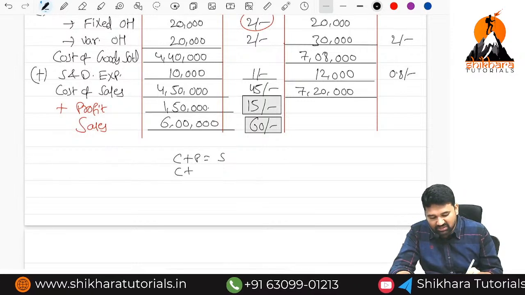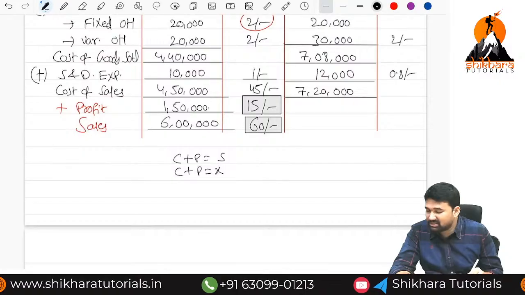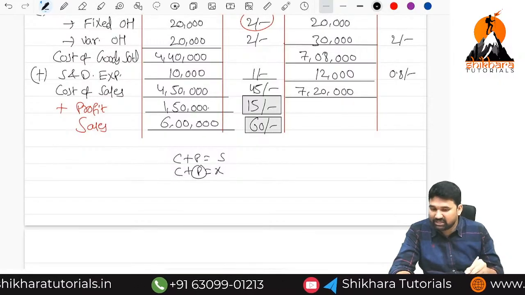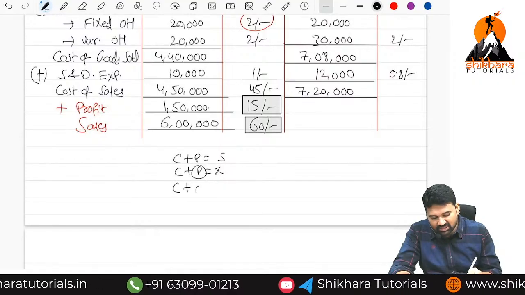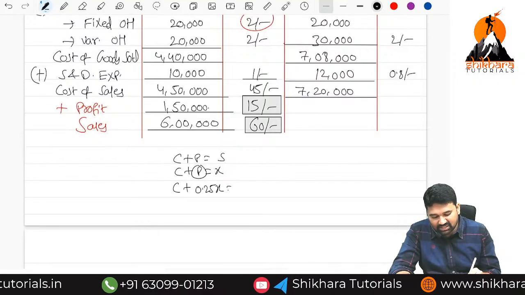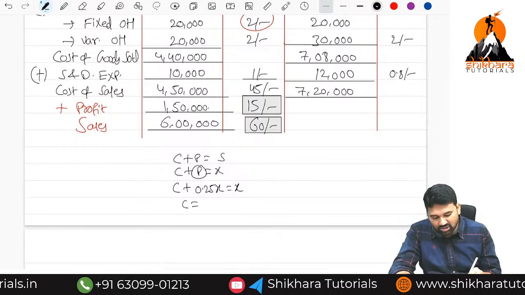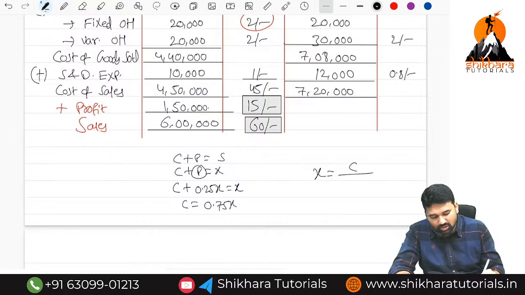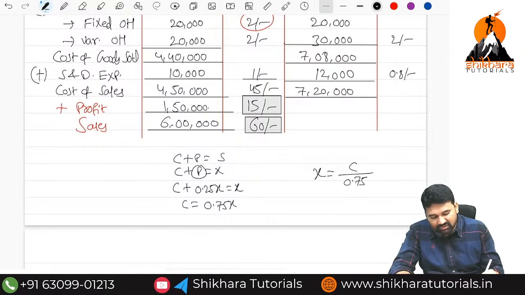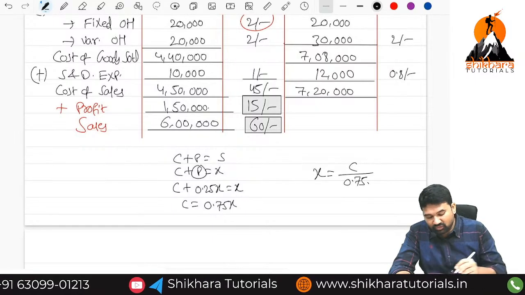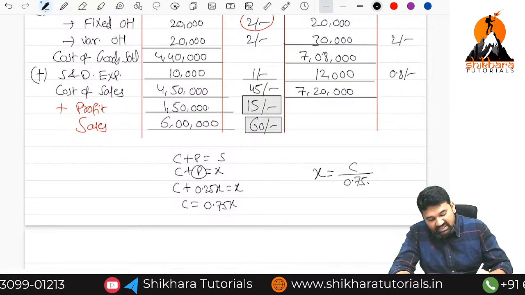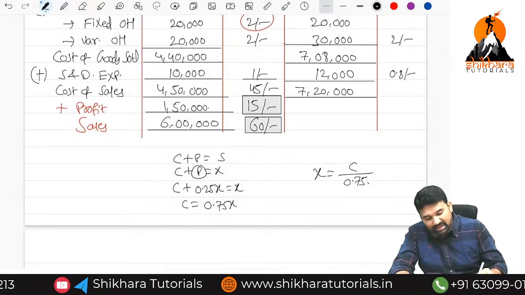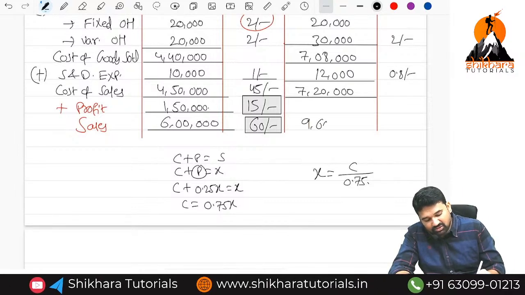So cost plus profit is equal to X. Profit has been given as 25% of X. That means cost plus 0.25X is equal to X, that is, cost is equal to 0.75X. That is, X is equal to cost by 0.75. Now find out 7,20,000 divided by 0.75. How much? 9,60,000.